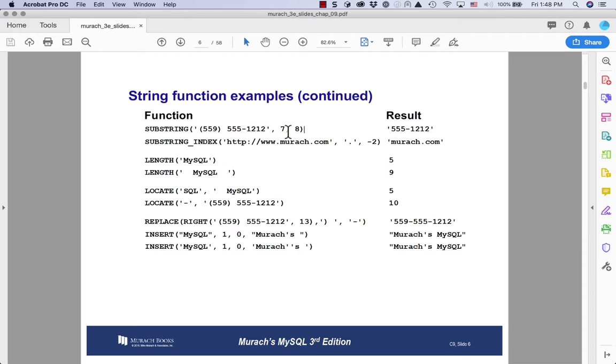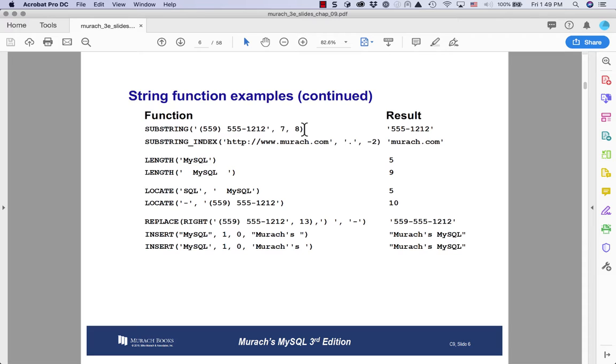So let's see. We want a substring that begins in 7 and is 8 characters long. So let's look. 1, 2, 3, 4, 5, 6, 7. So the first is the 5 in 555, and then we want 8. 1, 2, 3, 4, 5, 6, 7, 8. So we get 5, 5, 5, 1, 2, 1, 2. So the way that they define arguments 2 and 3 here, I think, is very straightforward. Okay, and I highly recommend the substring.